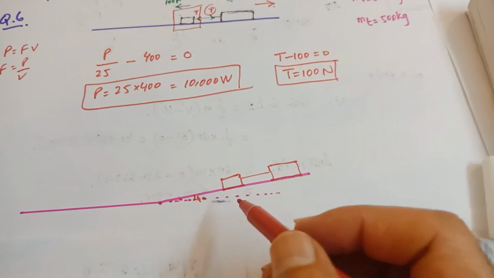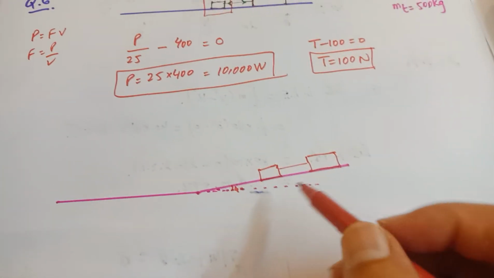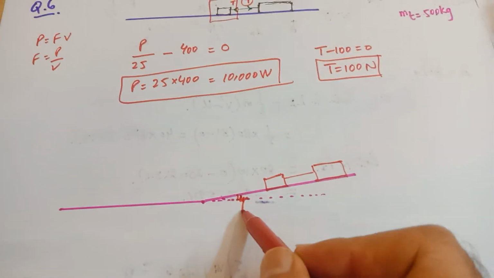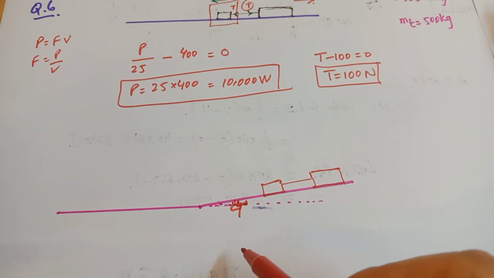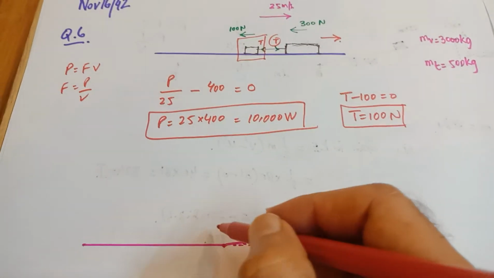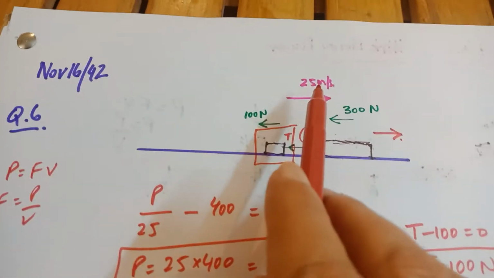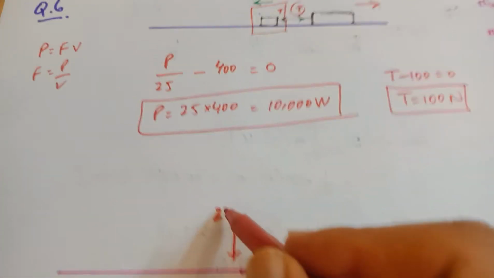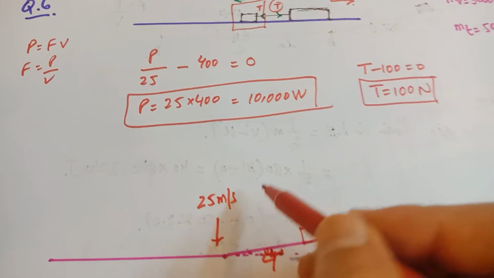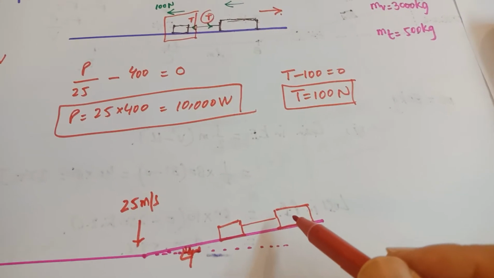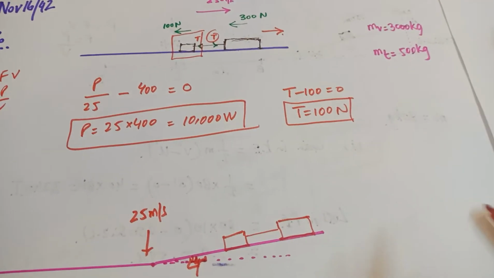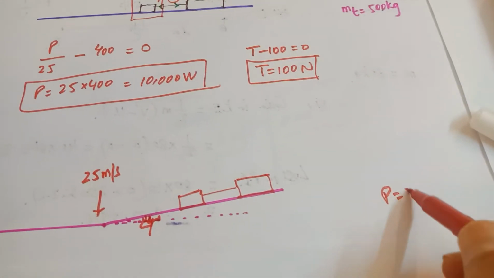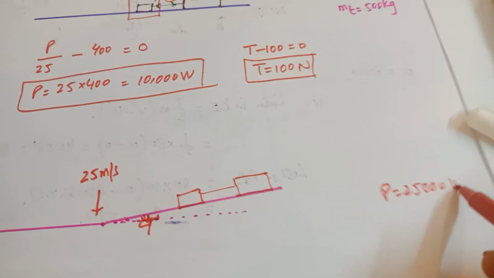In the next part it says the van reaches the bottom of a hill inclined at 4 degrees to the horizontal with speed 25 meters per second. So here it is 4 degrees, and here is that same speed we had before, 25 meters per second. It reaches the bottom of the hill at this speed, and then it says the power of the van's engine is increased to 25,000. So now the power is 25,000 watts.